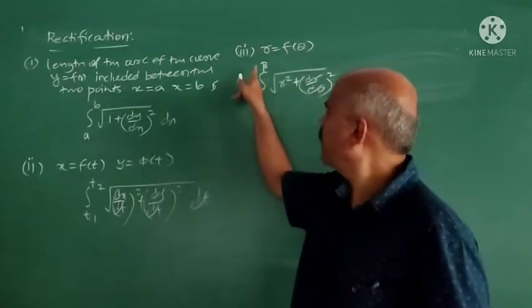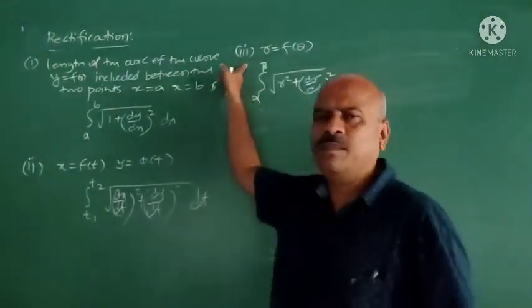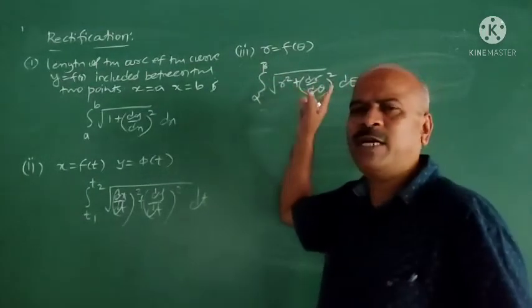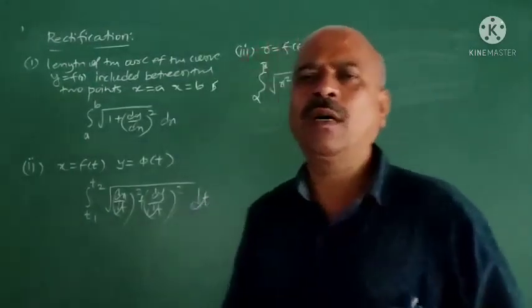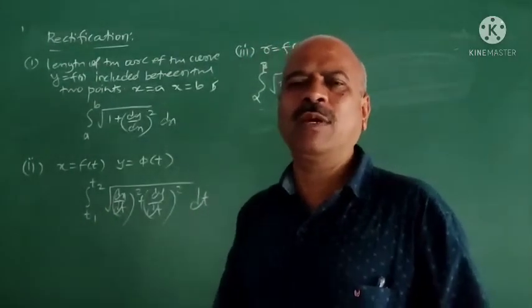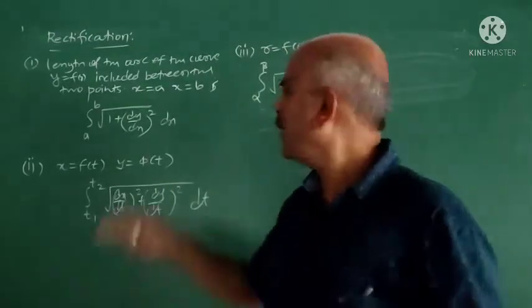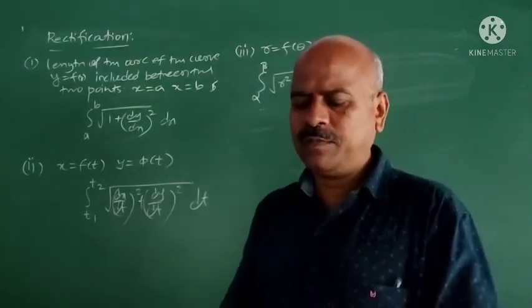Third one, if the equation is given in polar form, then alpha to beta root r square plus dr by d theta whole square. This should be committed to memory. The formula also can be asked in the MCQ type question. Formula directly can be asked. Now I go directly to problems here.